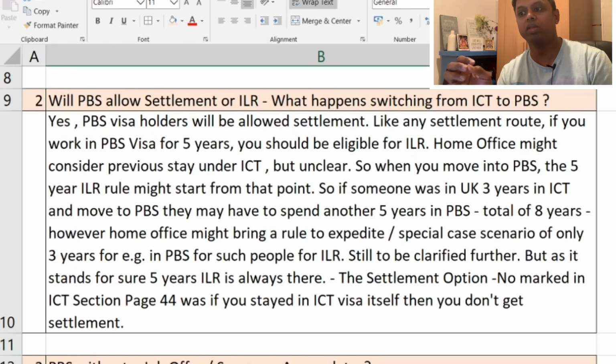So there is one sub-question to this. I have already stayed in ICT. Will my years count? They've clearly mentioned that the ICT years don't count, which is why that table is also there saying that ICT is not eligible for settlement. So those years don't matter.